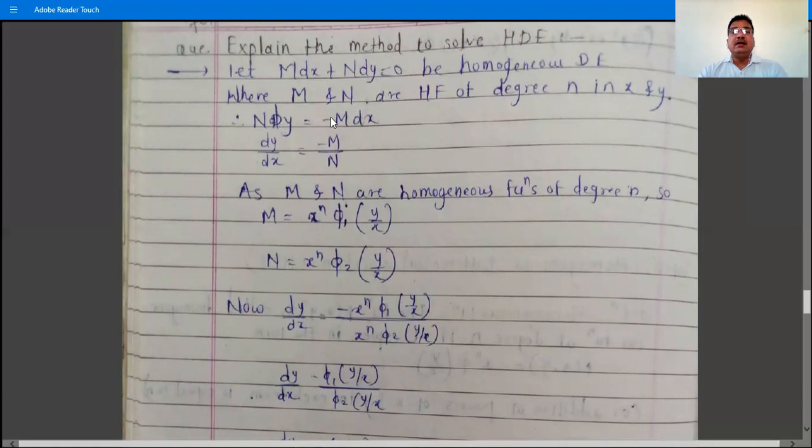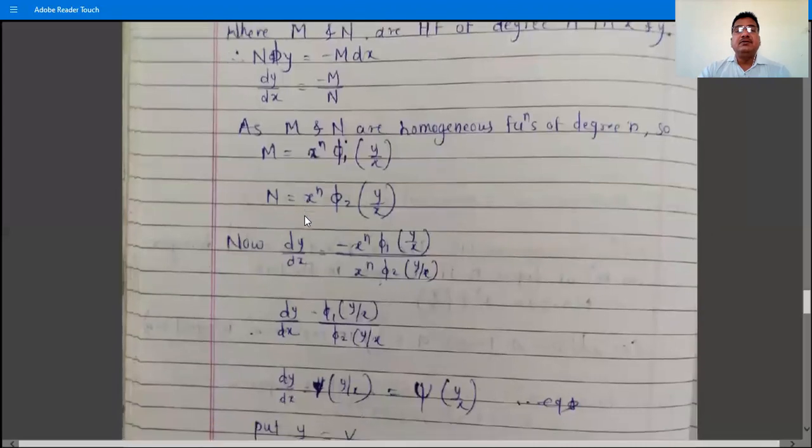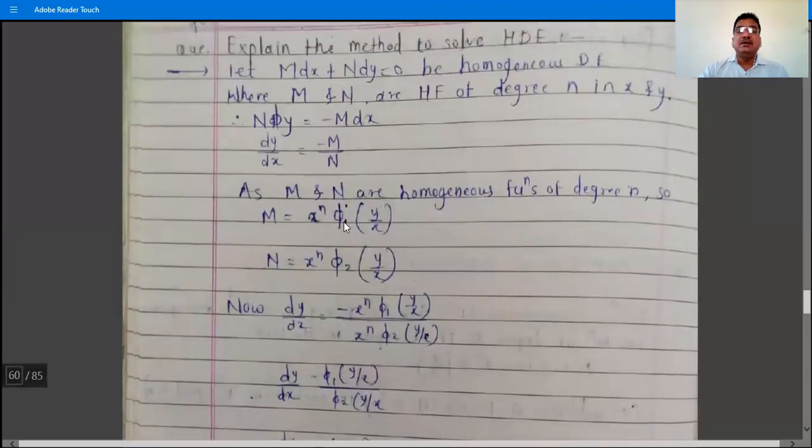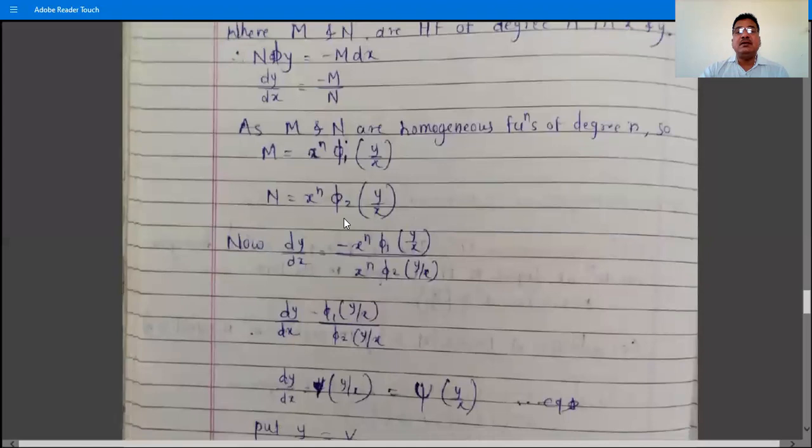So we have N dy is equal to minus M dx, and therefore dy by dx is equal to minus M by N. Obviously M and N are homogeneous functions of degree n, and so M and N can be expressed in the form M is equal to x raised to n phi1 of y by x, some function of y by x, and N is equal to x raised to n phi2 of y by x, some function of y by x.